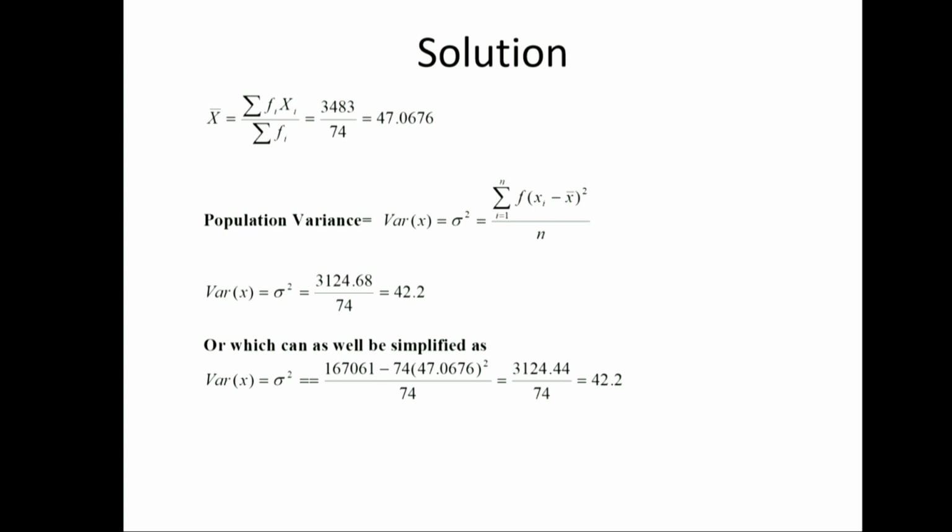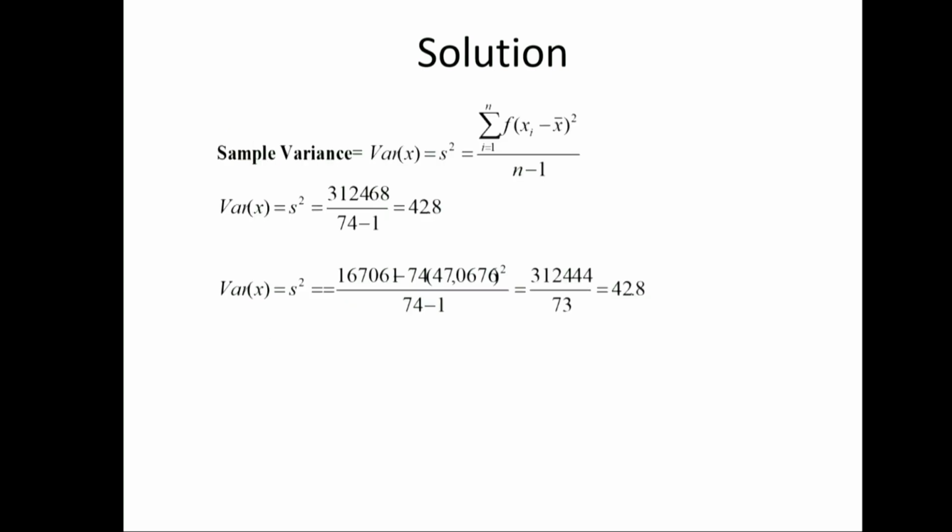This can as well be simplified further as sum of f si square, that is 167061, minus n s bar square. Our n is 74, s bar is 47.0676. You square it and divide everything by 74, which is n, because we are talking of population variance, so we divide by the total n, which is 74. That will give us 3124.44 divided by 74, and that gives us 42.2.